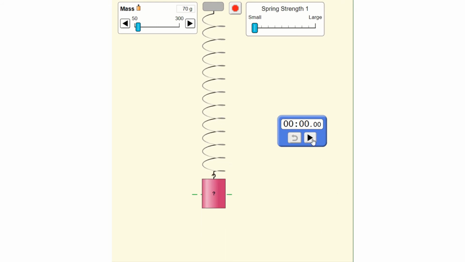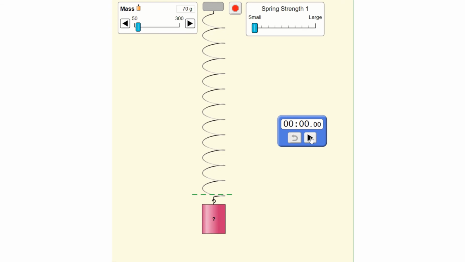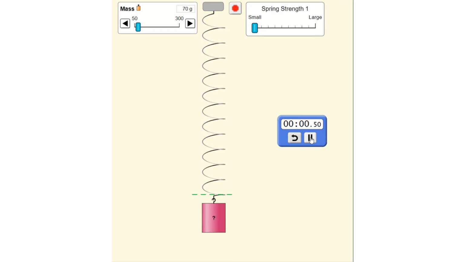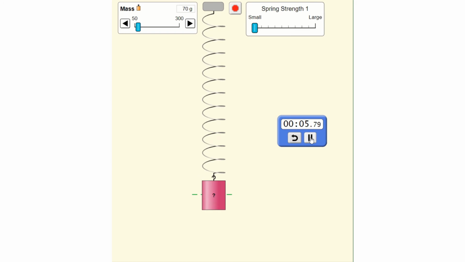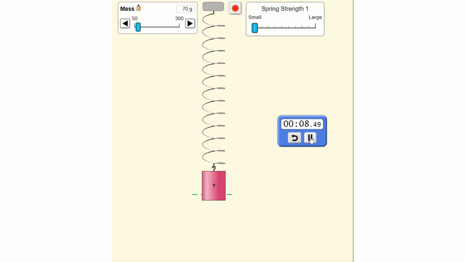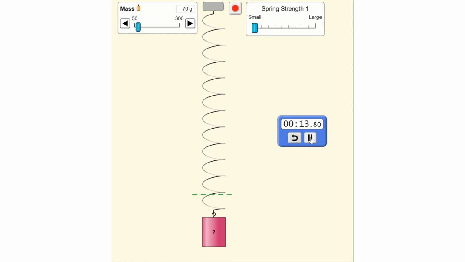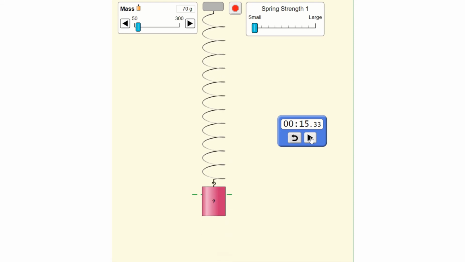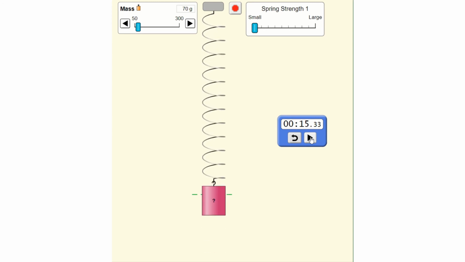So I'm going to time 10. Top tip is to make sure that I say start or 0 when it first goes through the equilibrium position, and then I'll count away. So start, 1, 2, 3, 4, 5, 6, 7, 8, 9, 10. So it's taken 15.33 seconds, meaning it's about 1.533 seconds for one oscillation.